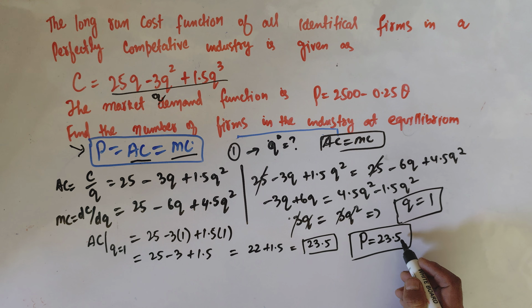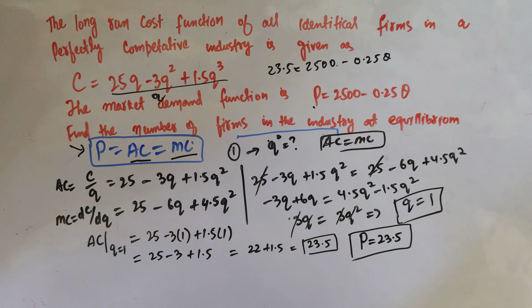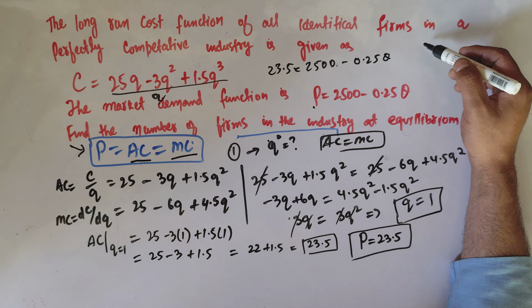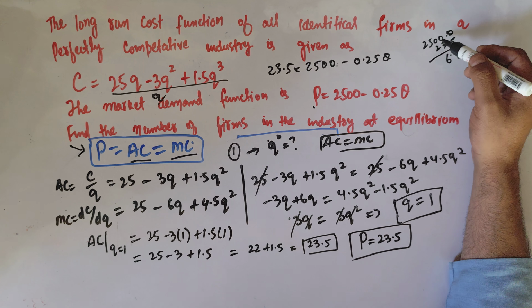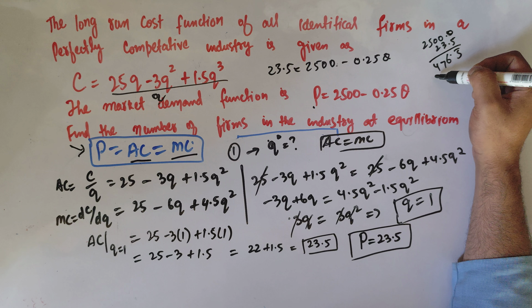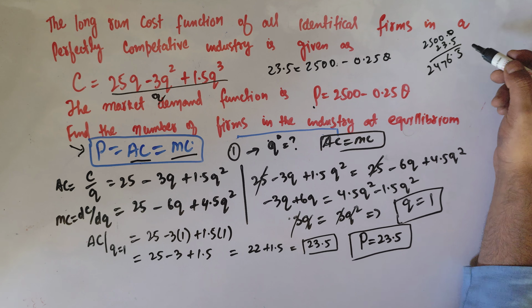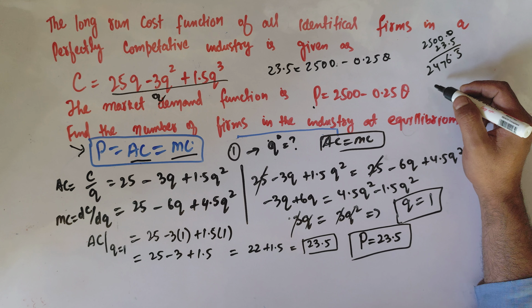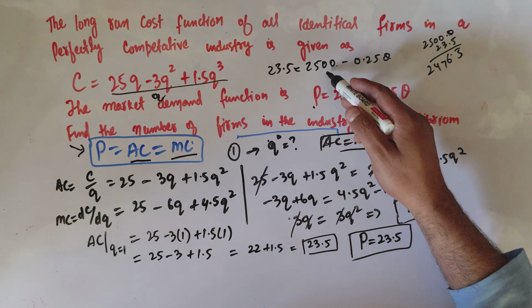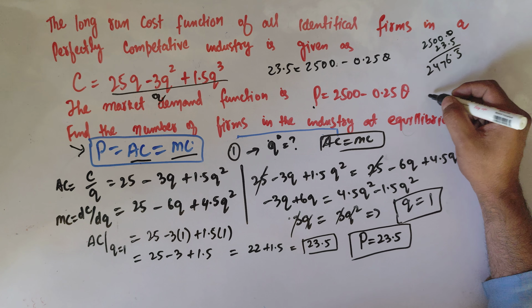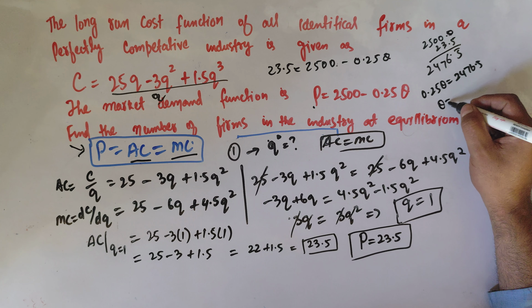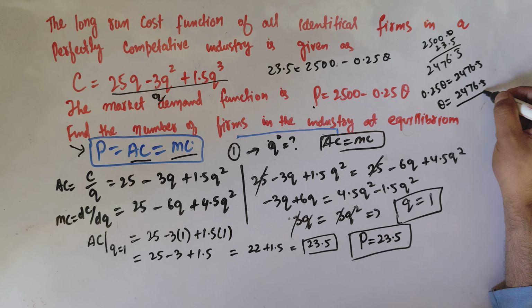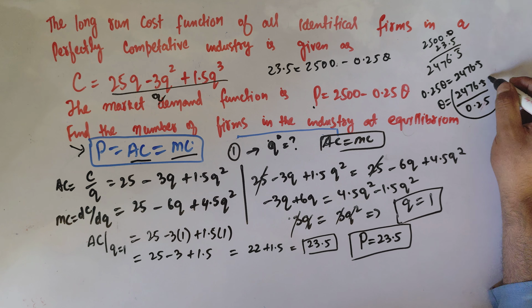23.5 = 2500 - 0.25Q. Transposing this, we have 2500 - 23.5, which is 2476.5. So 0.25Q = 2476.5, or Q will be equal to 2476.5 upon 0.25.